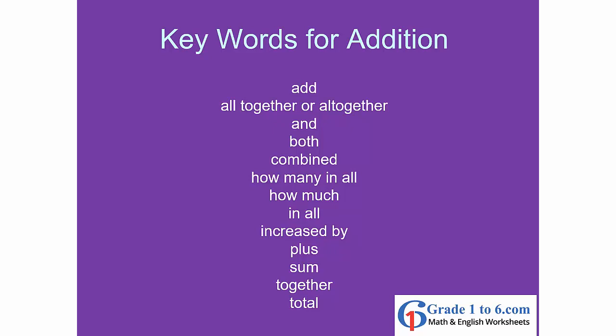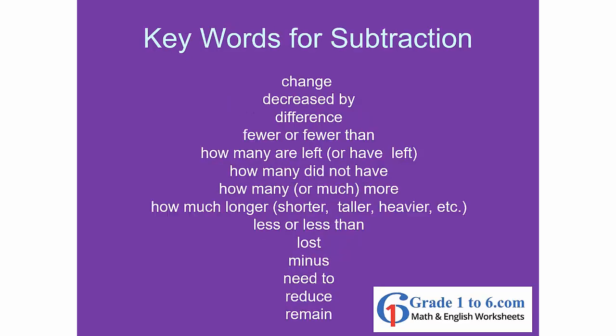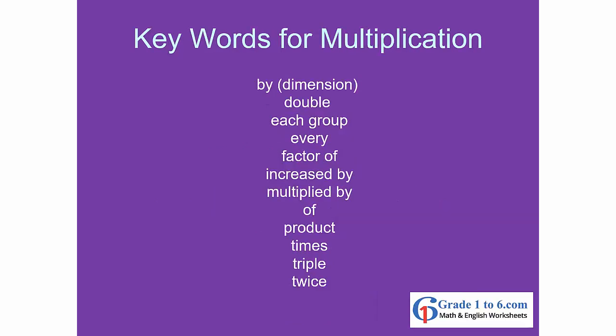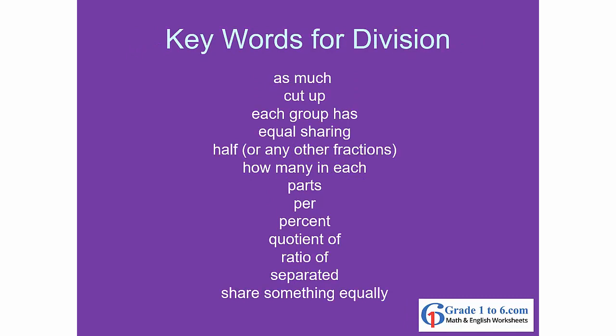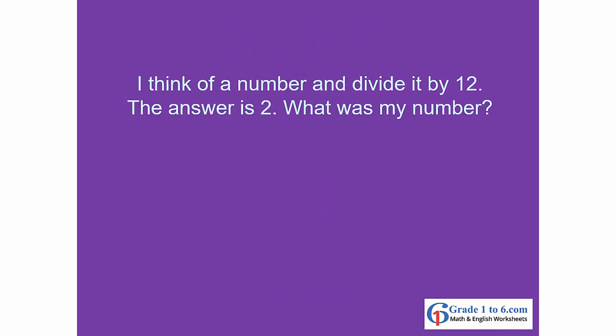Some keywords for addition that we all should know: add, combine. For subtraction: decrease by, difference, fewer, reduce, remain, and lost. Keywords for multiplication: times, triple, twice, double, increased by, multiplied by. Keywords for division: each group has equal sharing, percent, quotient of, ratio of, separated, and sharing something equally.